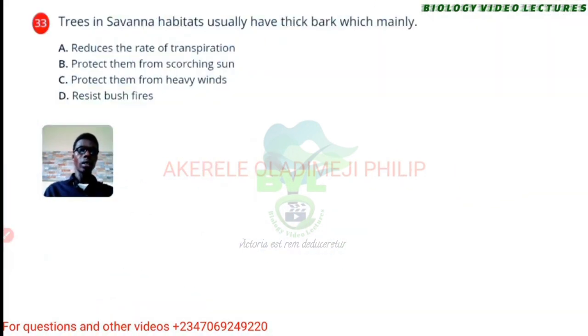Trees in savanna habitats usually have thick bark, which mainly is for what? Is it to reduce the rate of transpiration? No. Protect them from the scorching sun? Okay, D, resist bush fire. Yes. One of the major functions is when the savanna is set on fire for farming purposes, that thick bark prevents them from losing much water and all of that. So majorly it's to protect them from bushfires.